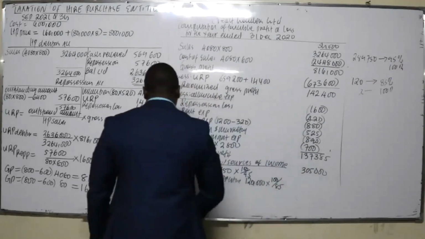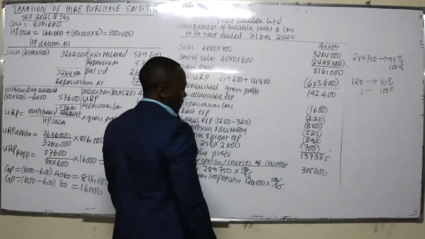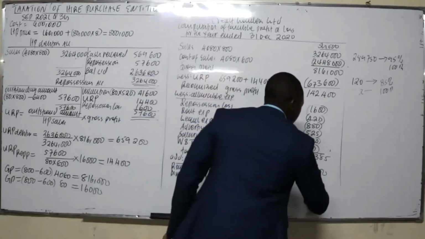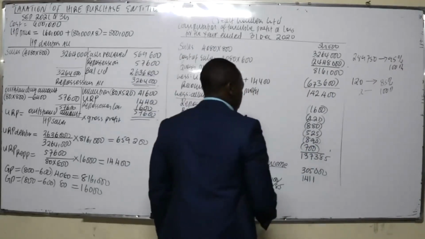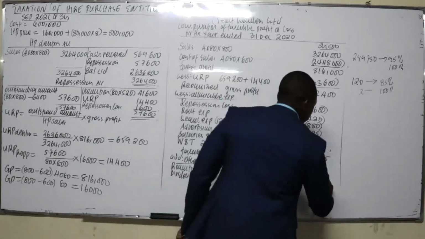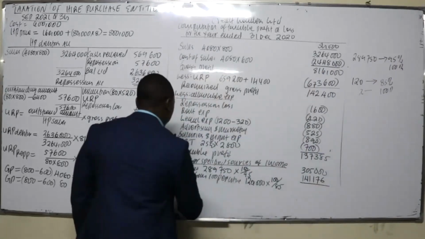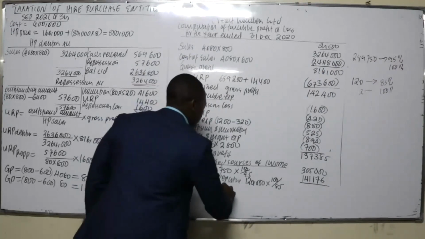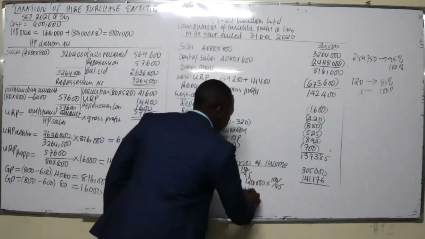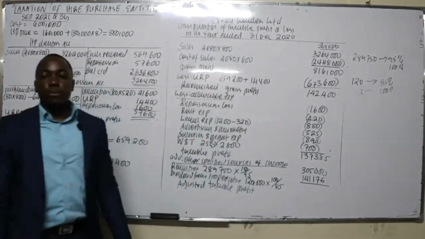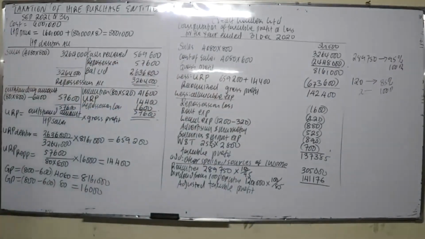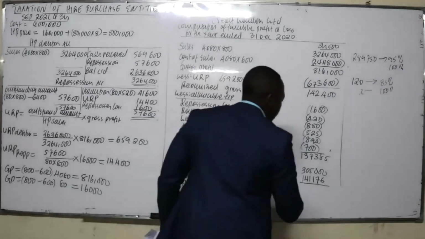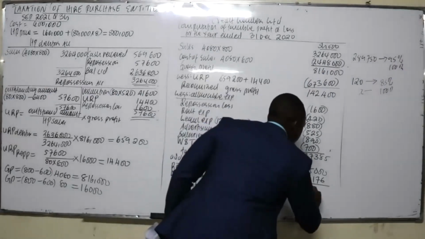Good. So how much was that? 120 divided by 0.85? 141? Sorry? 141,176. So now give me the adjusted taxable profit. You get 583,561.